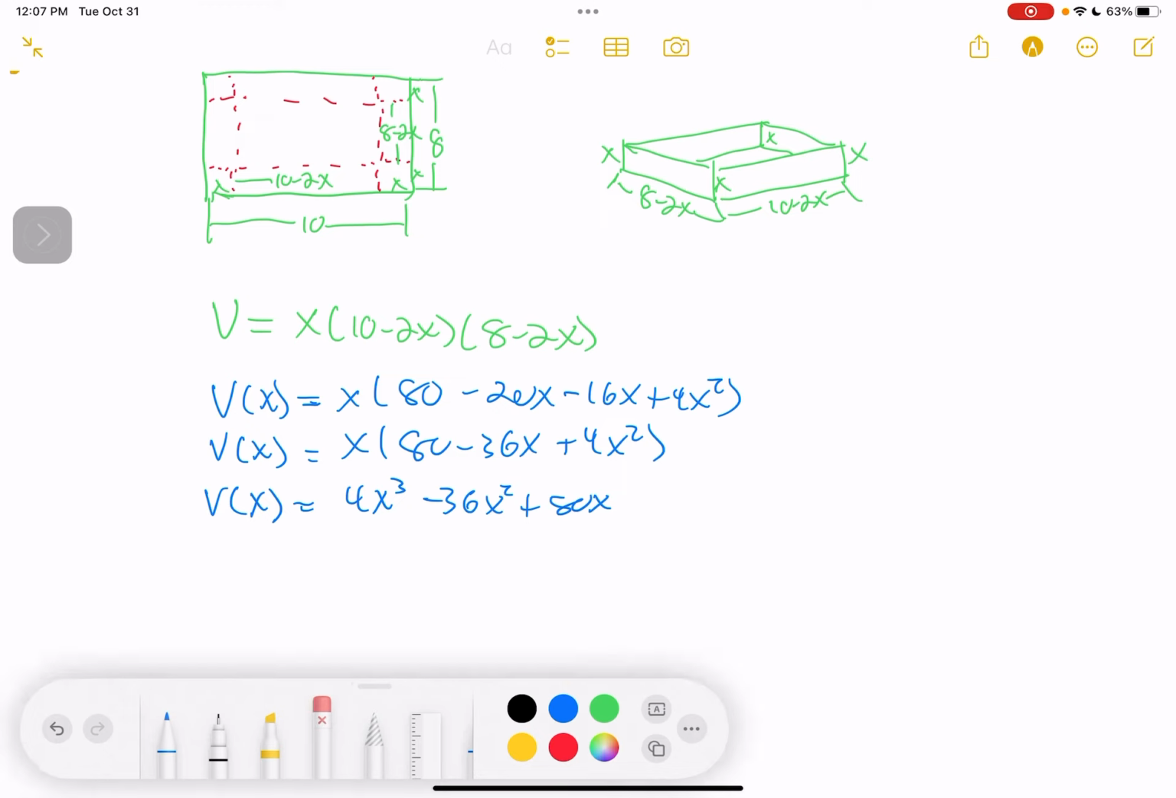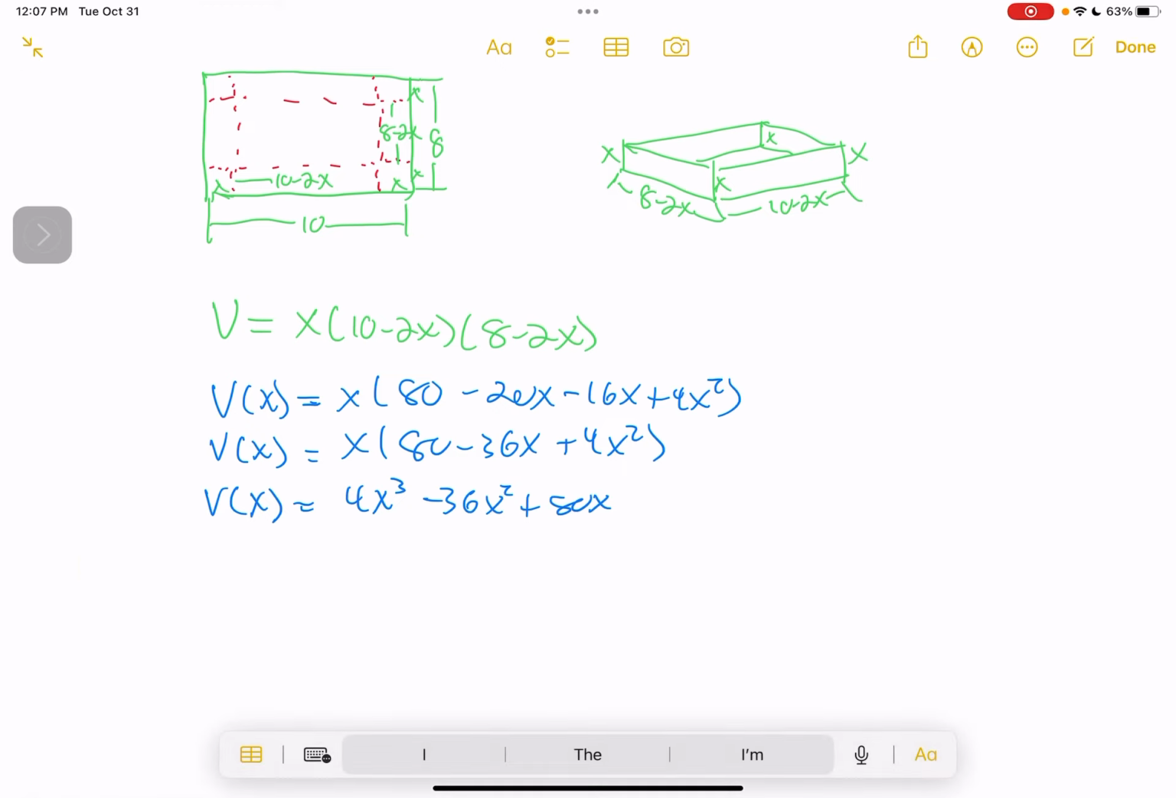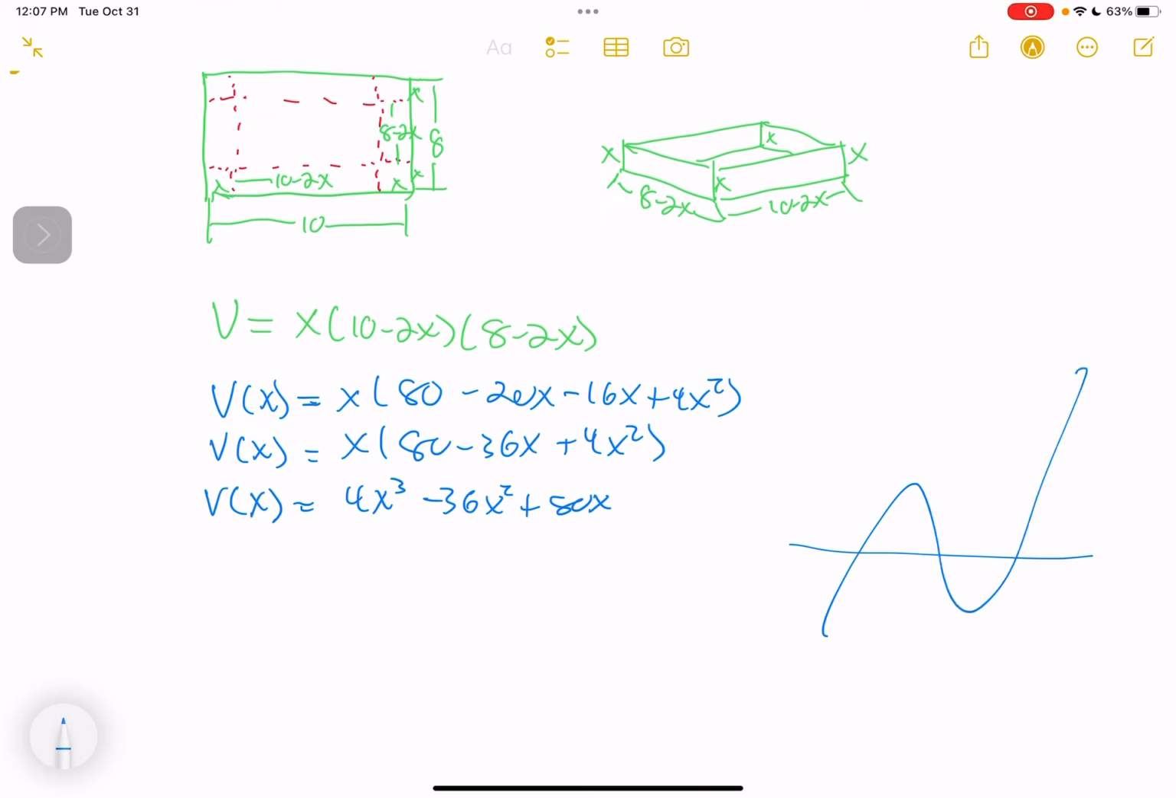Okay, so to find the maximum, this shape is a cubic, so it's going to look something like this. So we want to find that maximum value. So we're going to take the derivative. That's where the slope is 0. It'll be here or here. So where the slope is going to be 0, we want the bigger one. Where the slope is 0 is going to give us either a maximum or minimum here.